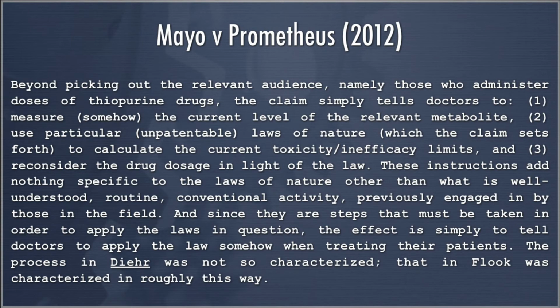So the court has a lot of discussion about how it thinks about this claim. And what they say is that beyond picking out the relevant audience, namely those who administer doses of drugs, the claim simply tells doctors to measure the current level, use a particular law of nature, this relationship, to calculate the current toxicity and efficacy limits, and then reconsider drug dosage in light of the law.